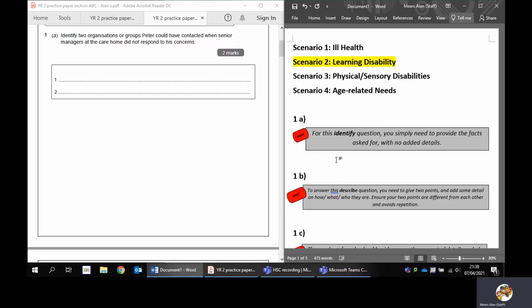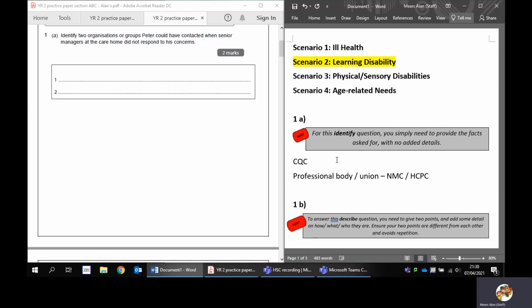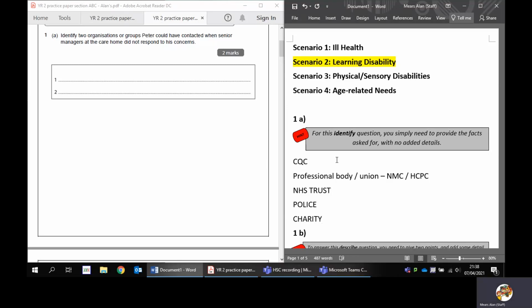It's quite a few people he could go to. He could go to the CQC if the managers at the home do not respond. He could contact his professional body or union. So in this case, it would be maybe the NMC or the HCPC, depending on his role. If he was concerned, he could go to the NHS Trust, go to the police, a charity. So the idea being that you could go to a number of organisations, number of bodies.